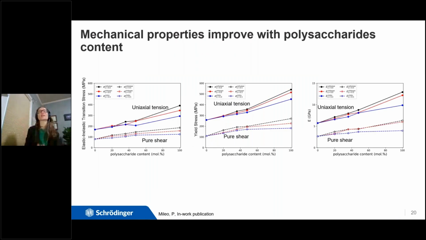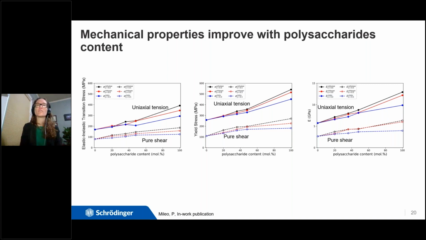And we can also look at mechanical properties. We can look at the transition from elastic to inelastic, where it deviates 2% from a linear point, in tension and in shearing. We can look at yield stress, where the maximum is in a stress-strain plot, and at the initial modulus in a stress-strain plot, in both uniaxial and pure shear conditions. By sampling all these different conditions and measures, we can see that, as expected, these polysaccharides are providing an increase in those mechanical properties.